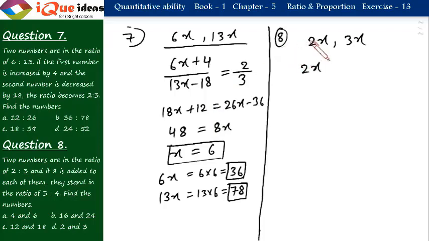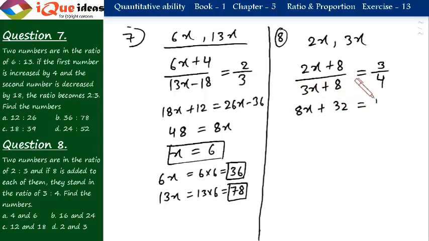Alright. Now add 8 to each of them. So the first number becomes 2x plus 8, and the second number becomes 3x plus 8. This is the new ratio, and it must be equal to 3:4. Cross multiply and calculate the value of x. So 4 into 2x plus 8 is 8x plus 32, which is equal to 9x plus 24. So 4 multiplies to 2x plus 8 and 3 multiplies to 3x plus 8.